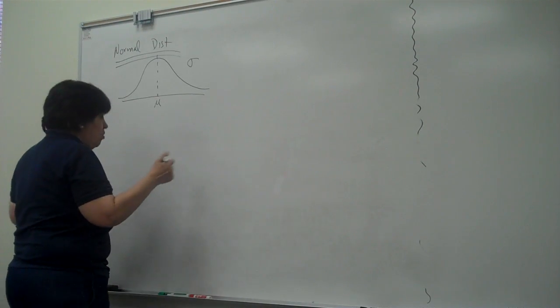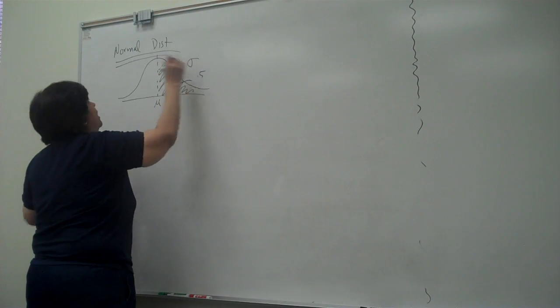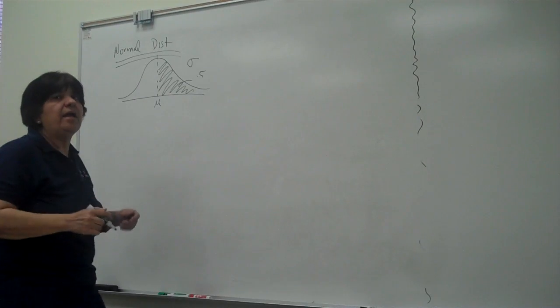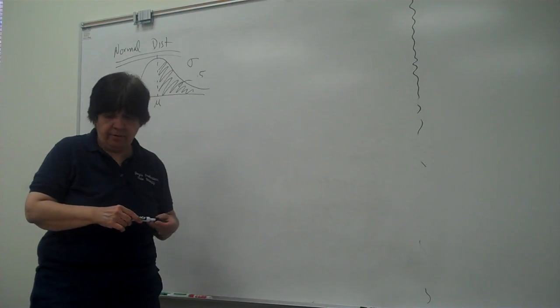So we know that this area over here has to be equal to 0.5, because the whole area is equal to 1. So half of it is 0.5 and the other half is 0.5.